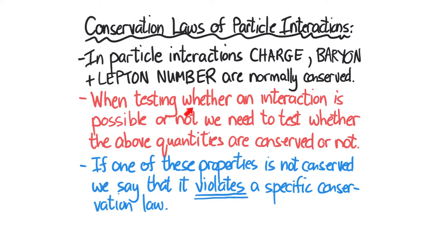So when testing whether an interaction is viable or possible or not, we need to test whether the above quantities are conserved or not. For if they're not, then they're more than likely not viable. So if any one of these properties is not conserved, we say that it violates a specific conservation law.